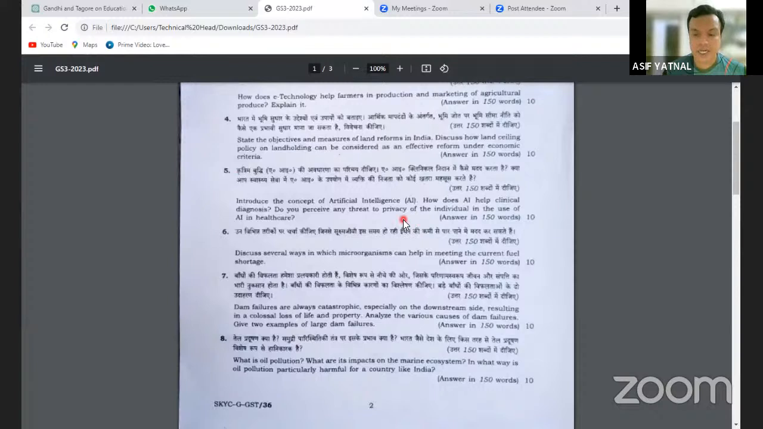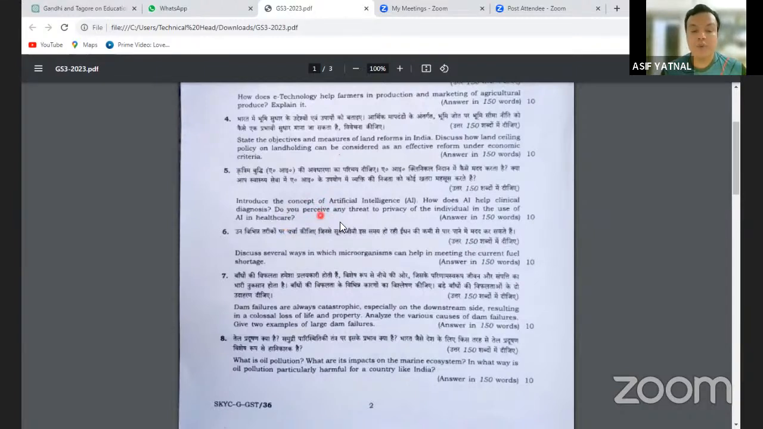You are supposed to write 3 parts in this question. One is you need to explain what is artificial intelligence. Then you need to explain how does AI help in clinical diagnosis. Clinical diagnosis में AI कैसे मदद करता है. So that's what you are supposed to write in 50 words. 50 words, what is artificial intelligence? 50 words, how does it help?